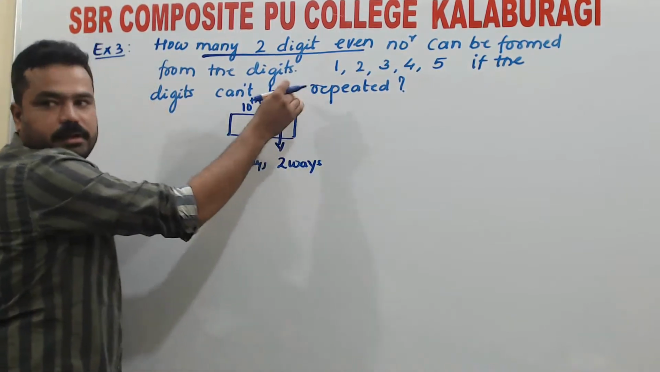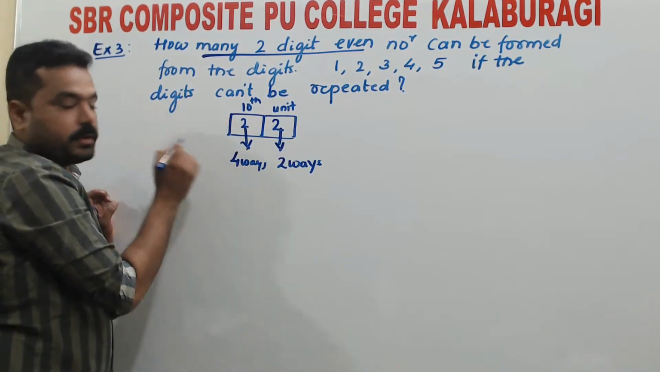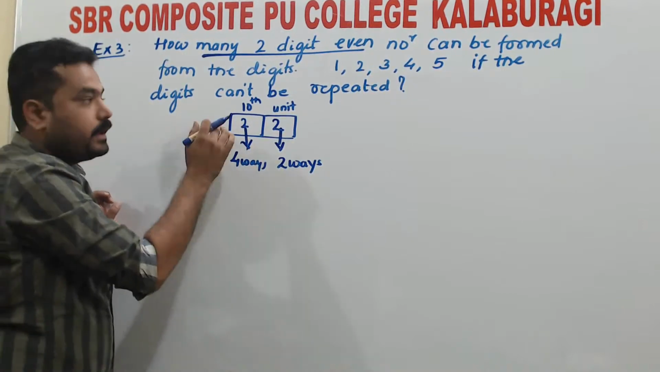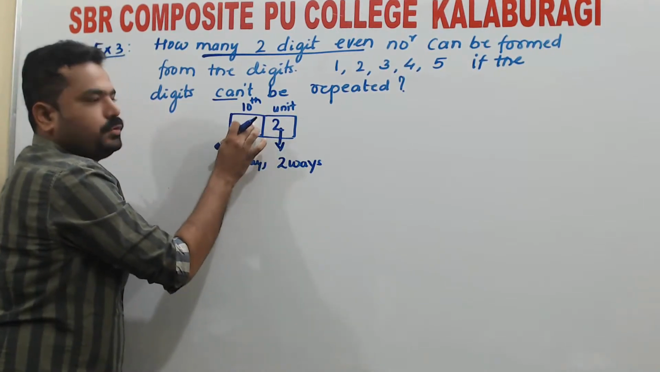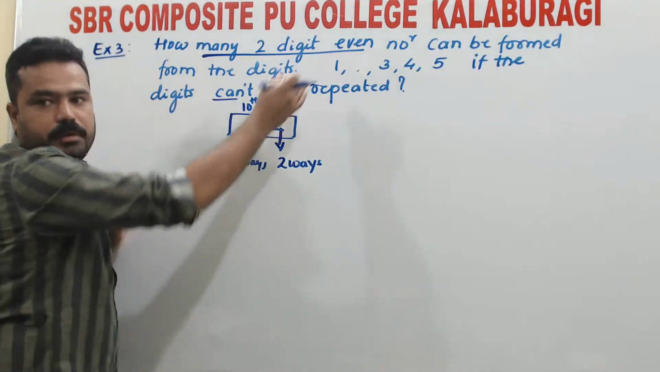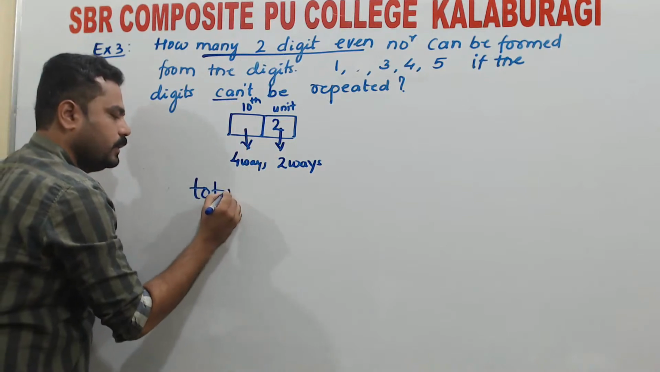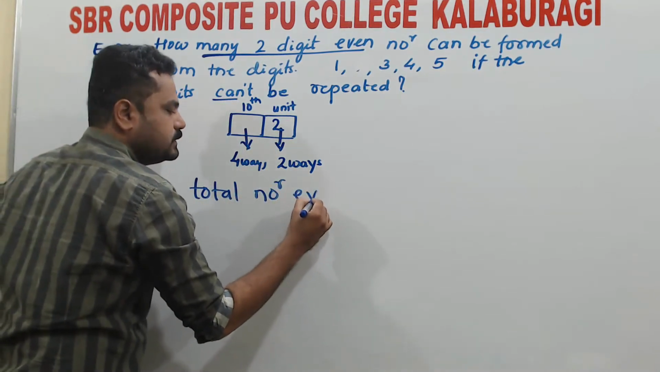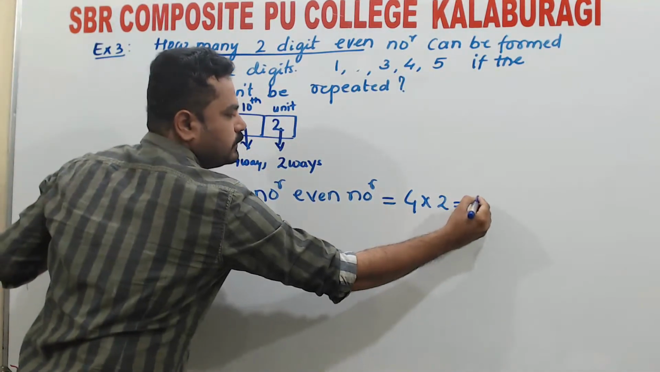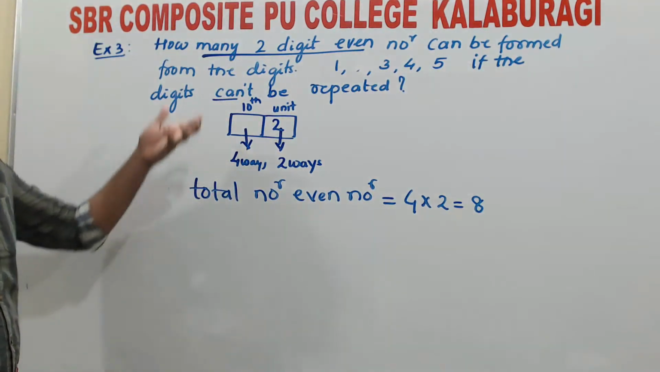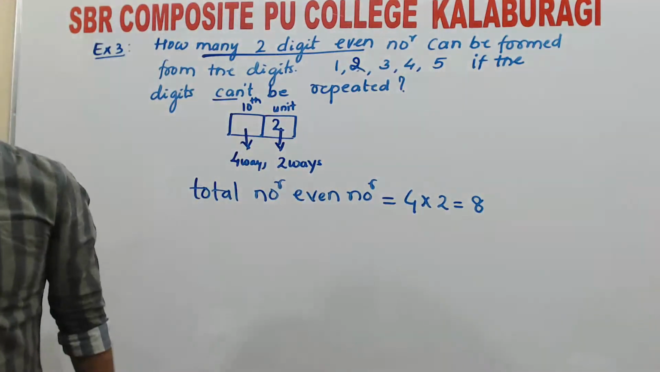If repetition is allowed, if you are substituting 2 in the unit place, here also you can substitute 2. At that time it becomes 5 ways. But here we have taken that digits cannot be repeated. Here, if we substitute 2, we don't substitute 2 again here. You have to remove 2. After removing 2, how many are left? 4 are left. So it can be filled in 4 ways. Therefore, the total number of even numbers equals 4 into 2, equal to how much? Equal to 8. Therefore, we can form 8 two-digit even numbers from these digits. Clear?